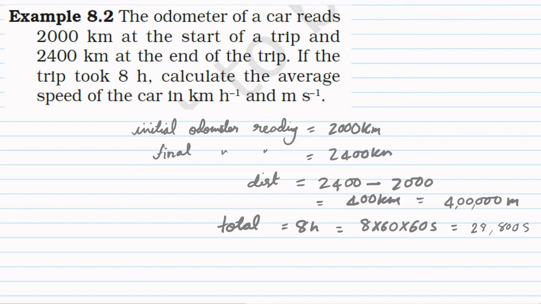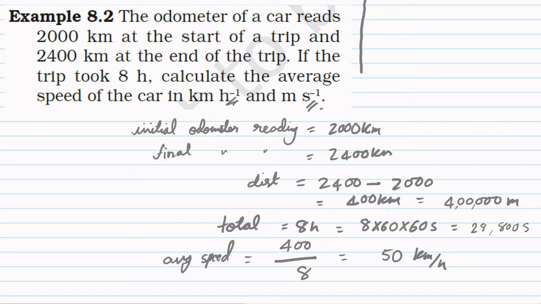Now to calculate the average speed, as discussed per the above formula, it is just total distance traveled by total time taken. So there's a small trick here. They have asked it in kilometers per hour and meters per second. Let's first calculate it in kilometers per hour. So in kilometers, it's 400 kilometers by 8 hours. So it's just 50 kilometers per hour. Okay. Now let's do the same thing with meters per second.